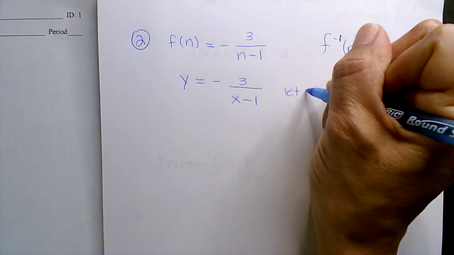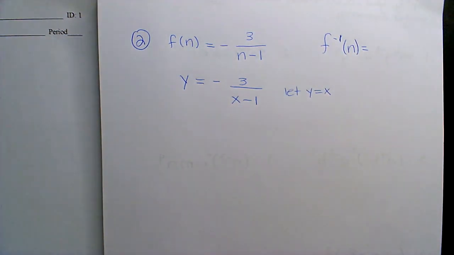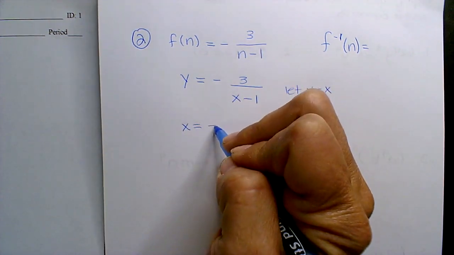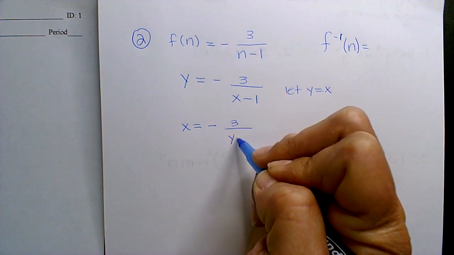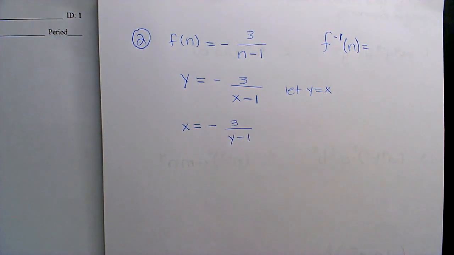So let y equal x and x equal y. Go ahead and get that fold, right? That diagonal reflection going. And so x is equal to negative y minus 1. Okay, I want y isolated. So this is your algebraic steps of solving your inverse operation.